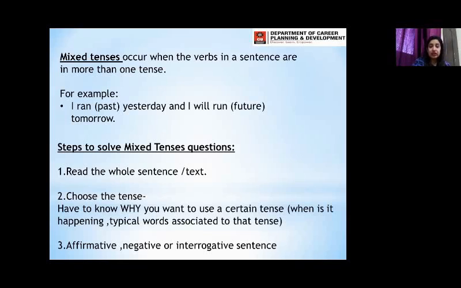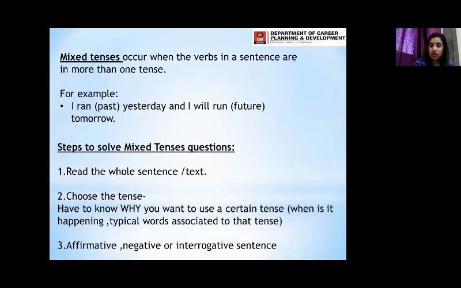Okay, next, the third step that you can follow is to understand whether the sentence is in an affirmative, negative, or interrogative sense. According to that, your rules are going to work according to the sentence structure, whether it is an affirmative, negative, or interrogative sentence. If you understand all these three things, it is going to be very, very easy for you to solve mixed tense sentences.